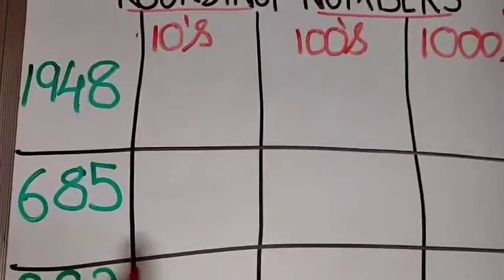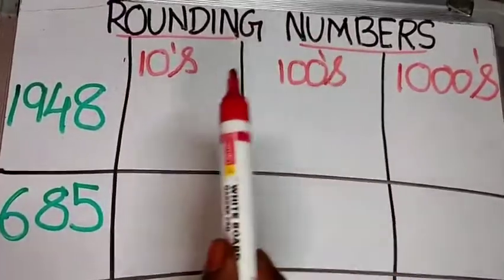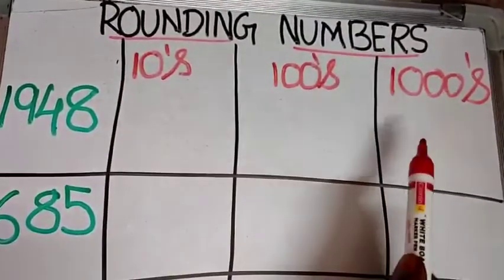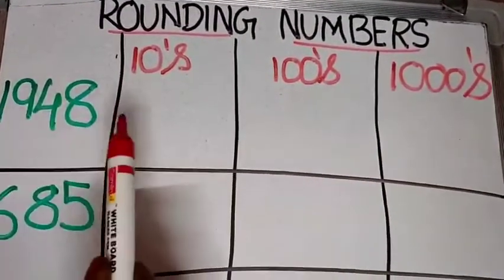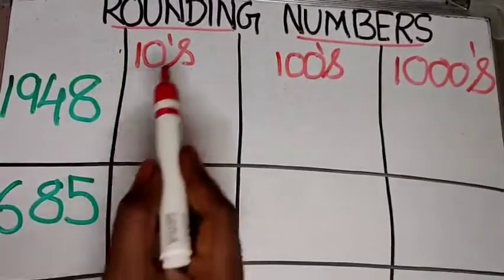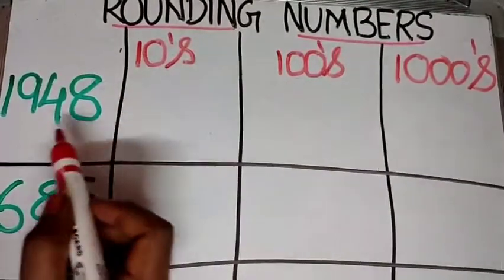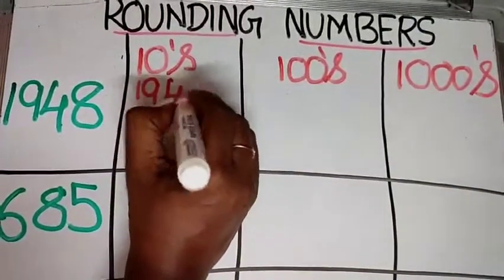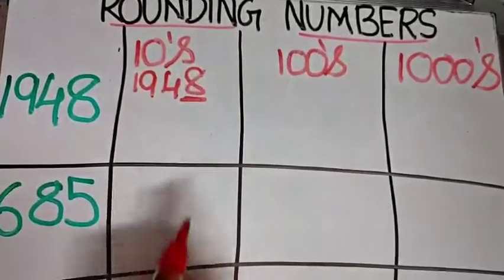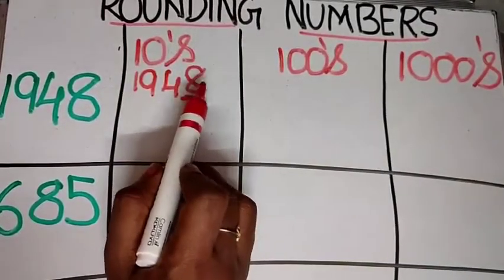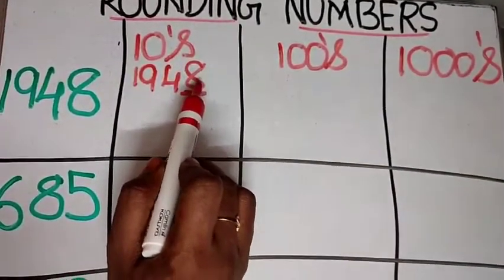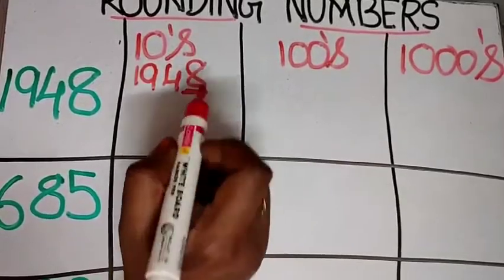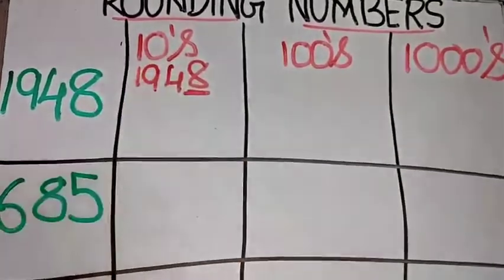Now let us start finding the rounding numbers of nearest tens, hundreds and thousands for the same number. So if you want to find for the nearest tens, what we have to do? We have to check the ones place digit, that is 8. Check whether it is less than 5 or greater than 5 or equal to 5. 8 is greater than 5. As it is greater than 5, we have to add, what we have to add?